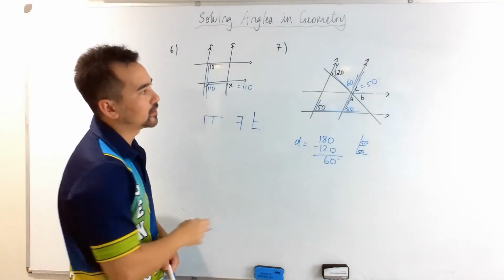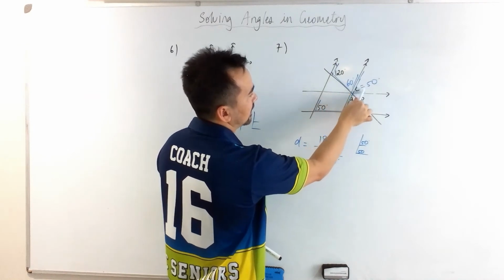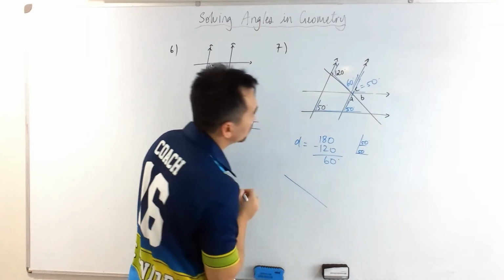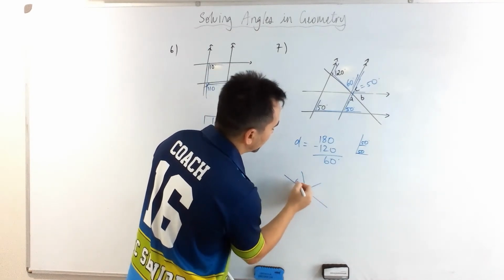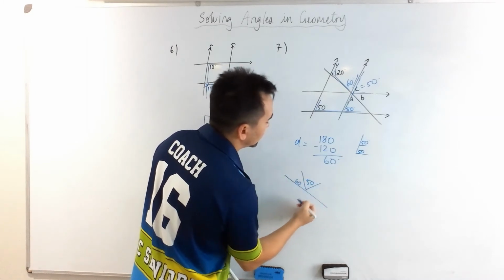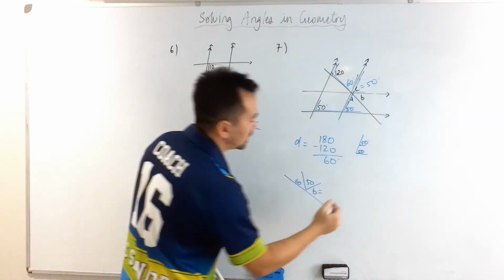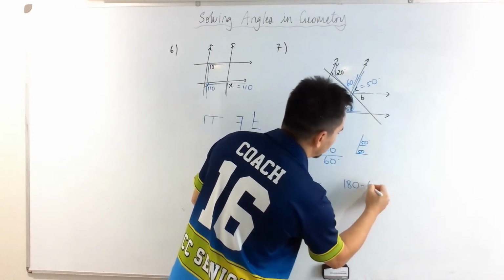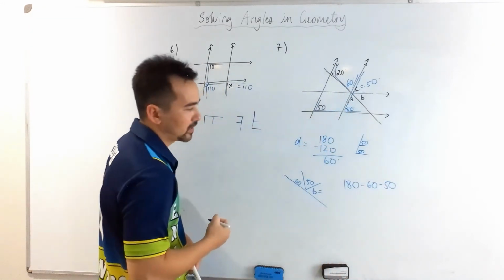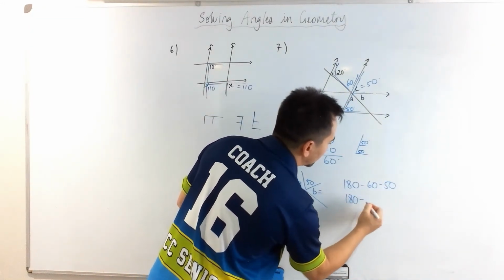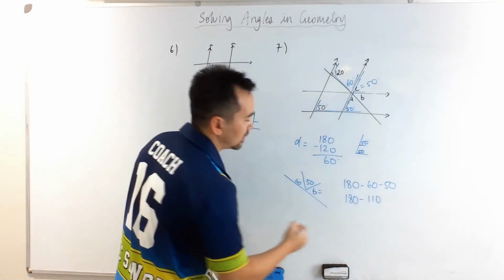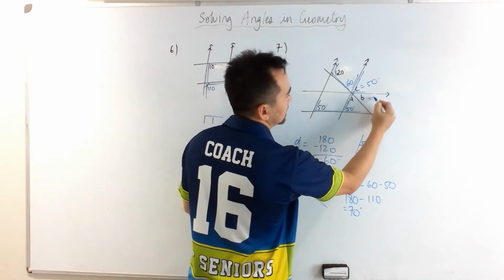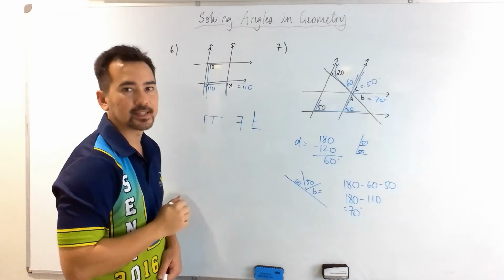Excellent. We're making progress because I've just worked out that's 60, that's 50. I can solve for B now, because B is on a straight line where this is 60, this is 50, and B is over here. B is going to be 180 take away 60 take away 50, which is the same as 180 take away 110, which is 70 degrees. So B is 70 degrees using supplementary angles.